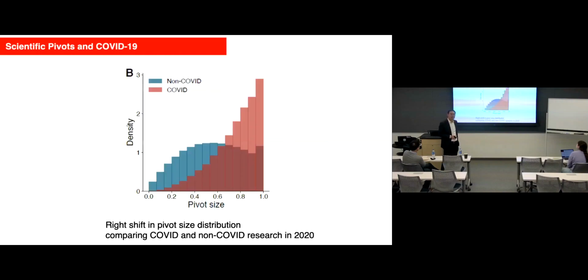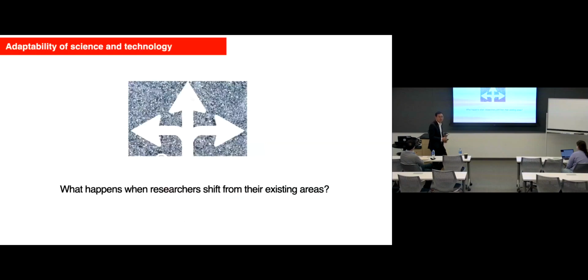So we look at this, all right, let me give you an example. Here's the distribution of this measure applied to all scientists and compared with COVID-19 work. So it gives you a sense of face validity. You see, normally the pivot size has a wide dispersion across the cases, between 0 and 1, right? But if you look at COVID, it's a very clear red shift. Everybody's pivoting very far, right? It's because it's a new thing. So this is just a sense of the measure. So now the question is, what happens when you shift from your existing area?